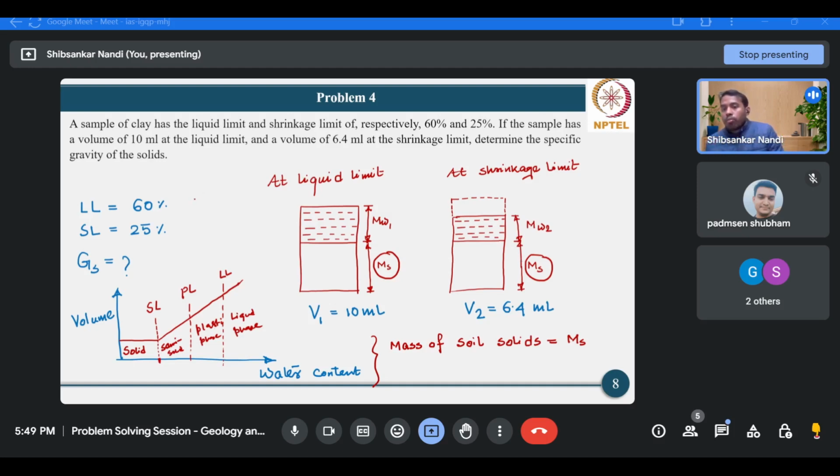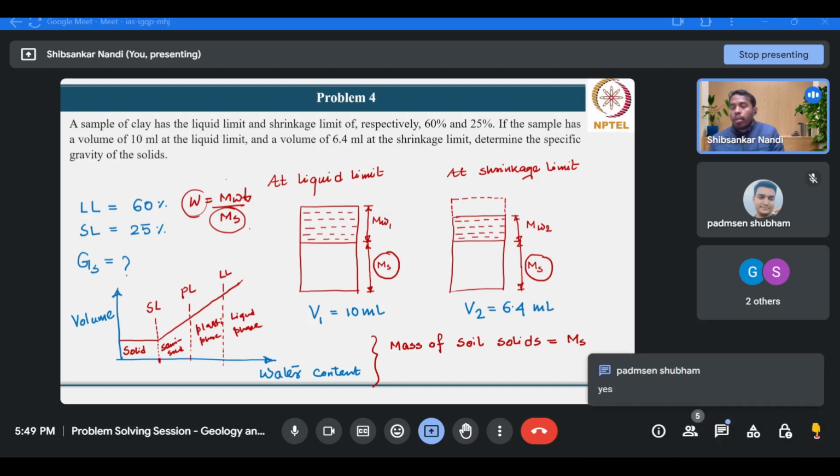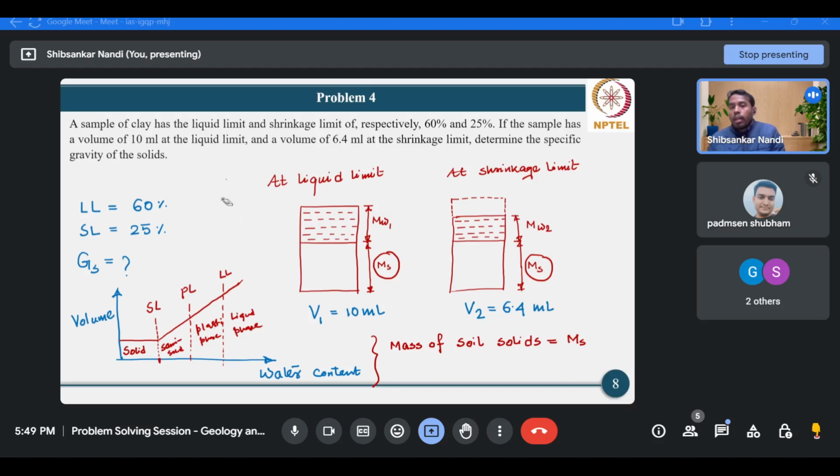Decreasing water content means what? The water content is basically the mass of water to the mass of solid. So you are decreasing the water content, which means you are decreasing the mass of water, not the mass of solid. Please keep in mind, the mass of solid will be constant. Only the mass of water is changing from one Atterberg limit to another Atterberg limit. And we can calculate this mass of water if we know the Atterberg limits.